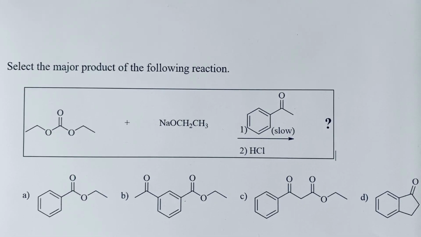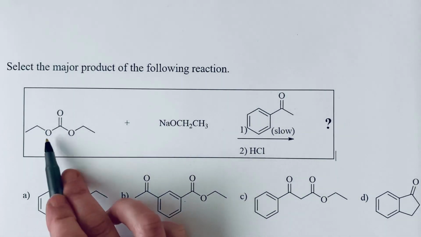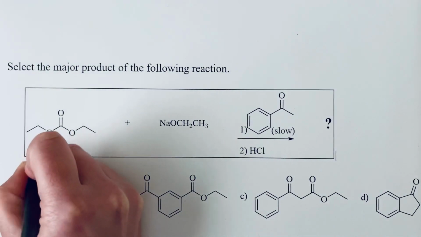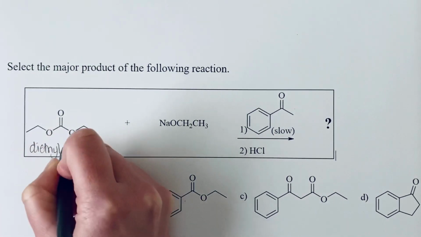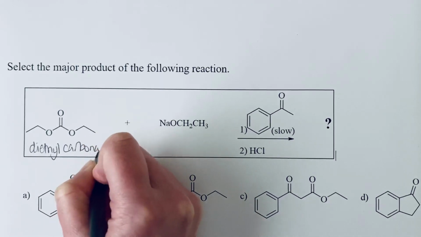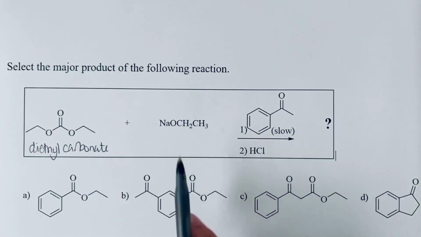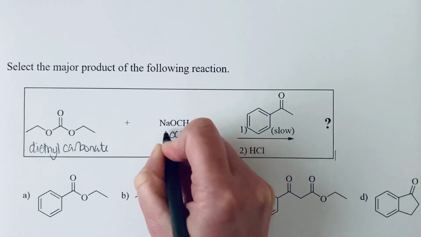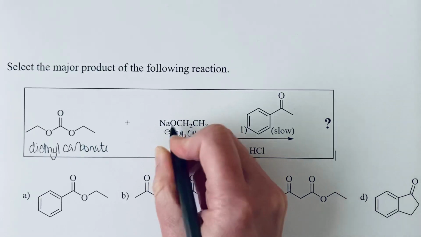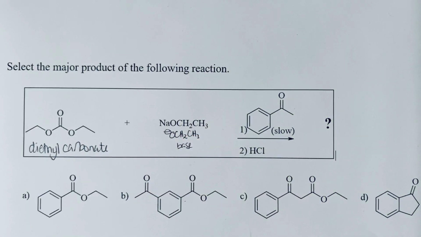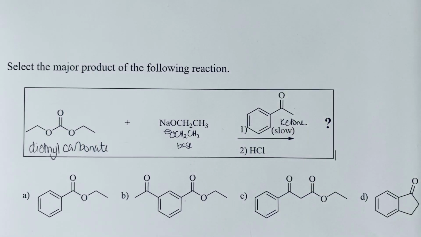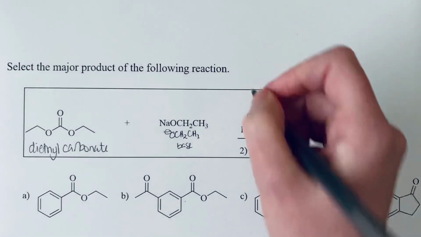Select the major product of the following reaction. So if we look at what we are given in this reaction, we have a carbonate, specifically diethyl carbonate, as one of our starting materials. We have sodium ethoxide, so we really have ethoxide here as the base, the sodium ion being a counter ion, and we have a ketone. And so this is an example of a crossed condensation reaction.